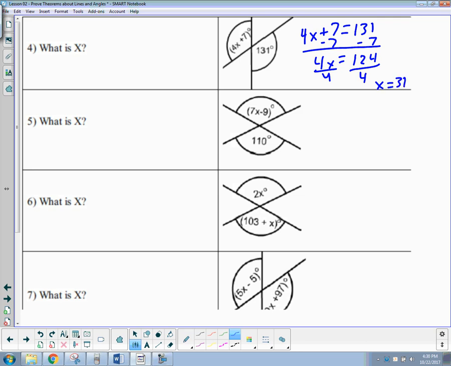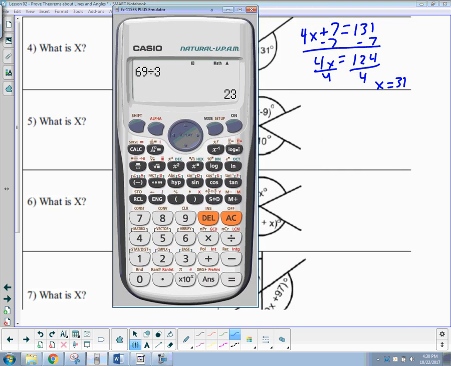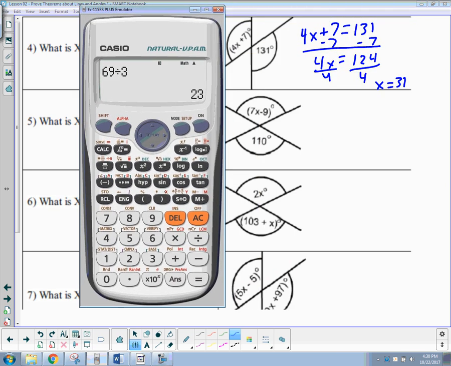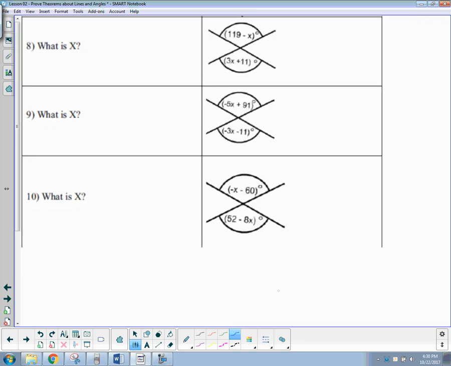Love this calculator. 131, again checking, subtract 7. Indeed, we got 124, divide that by 4, 31. Good, that's what I did get. Excellent. And the same for all the rest of these. The number's cut off, so I don't even know what that is. Same vertical angles, make them equal each other. Remember, we're just looking for x, so if you get a negative answer, that is okay.